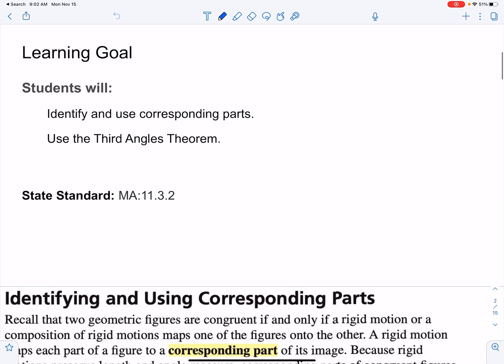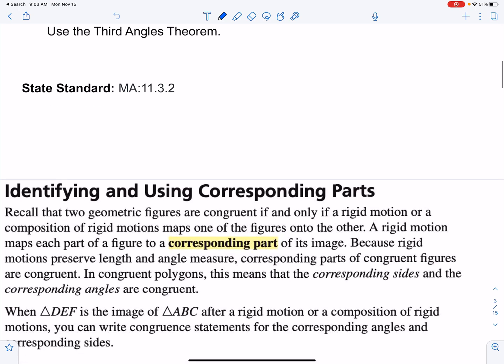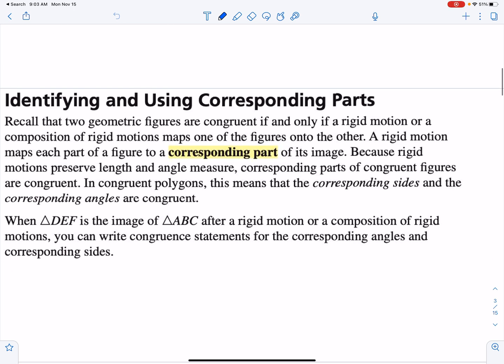So the learning goal says students will be able to identify and use corresponding parts, and then we will learn and use the Third Angles Theorem. And again, the Third Angles Theorem is something that we've probably used. We just didn't know it was a thing, so it shouldn't be too complicated. Again, in your own notes, you can summarize what you feel is useful for this. It just, again, is talking about identifying and using corresponding parts.